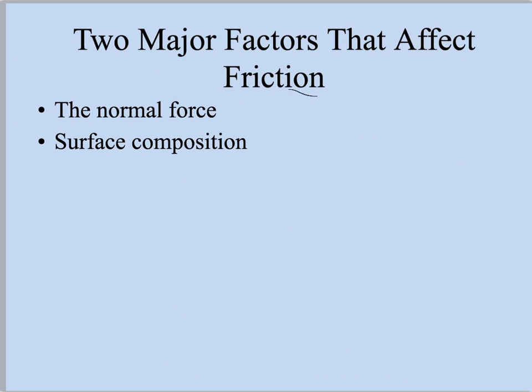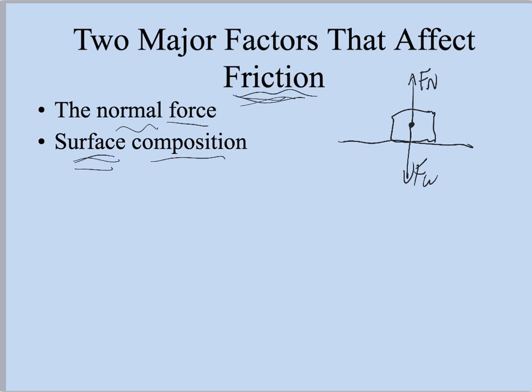So what factors affect friction? Well, there are two main things. There's the normal force, and we know that the normal force is the force of a surface on an object. If this crate is sitting on a surface, the normal force would push perpendicular to that surface. Of course, the weight force would pull down. But remember, the normal force is the force of the surface pushing on the object, perpendicular to the surface. And then whatever the surface is made of, the surface composition, and that should be common sense to you.